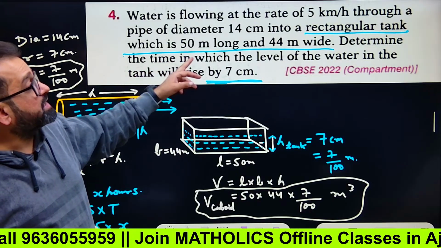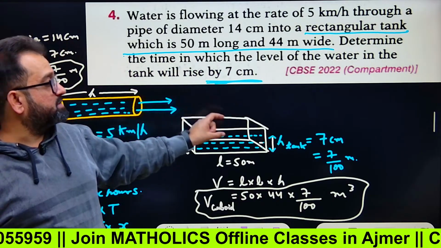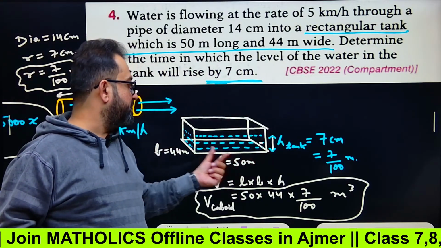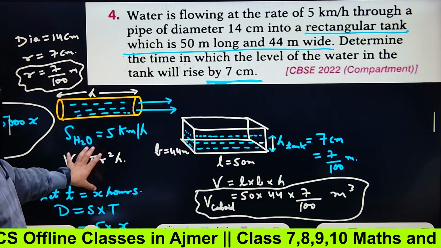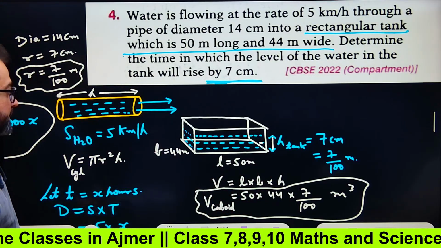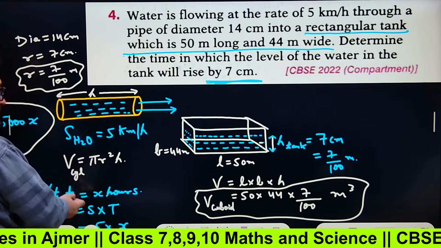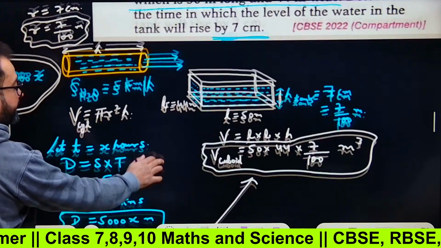Determine the time in which the level of the water in the tank will rise by 7 centimeter. This is 7 lbh, volume of this tank. Pi r square h, volume of this cylindrical pipe. Now, how to find h? Distance equals speed into time. You have to do like this.